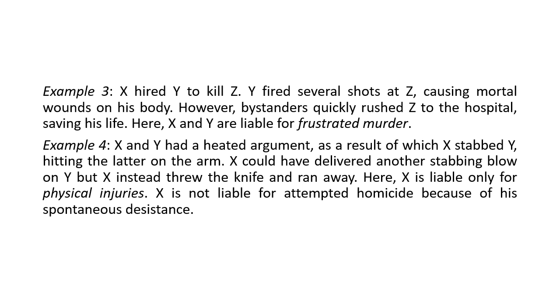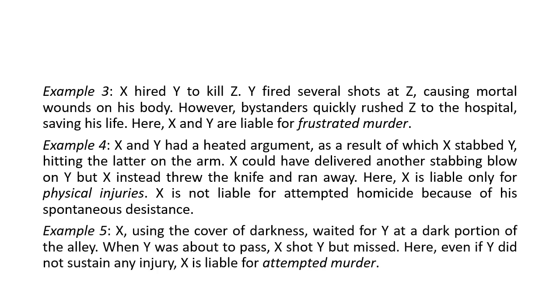And as you can see in the example, he already had the opportunity, or he could have delivered another stabbing blow, but instead of delivering another stabbing blow, he threw the knife and ran away. That is an indication of his spontaneous desistance. And the effect of that is that the crime committed by X will not be deemed to have been committed in the attempted stage. Now, will X be liable for some other crime? Yes, but no longer in the attempted stage of the felony. And what crime is that? The crime is only physical injuries.